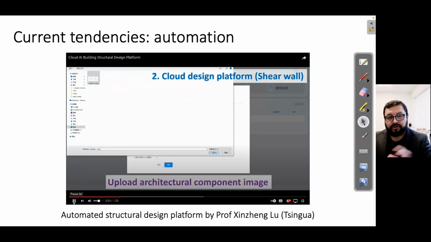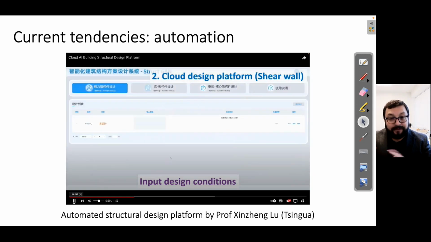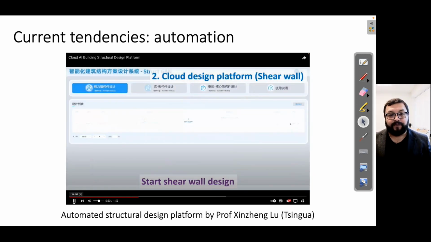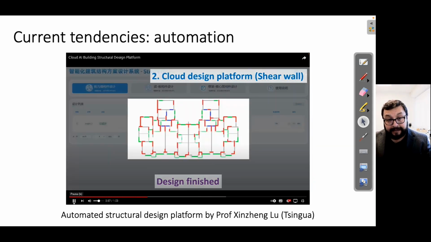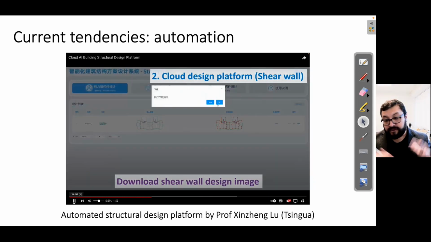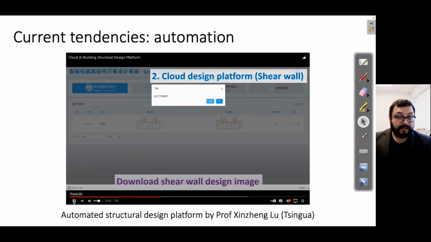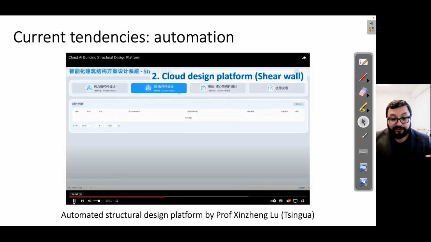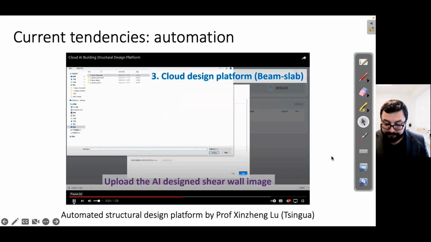And not only that, but using machine learning tools, he also develops an algorithm that will be able to optimize the distribution of those shear walls. And then produce the design of the slabs, the quantities of materials and drawings. So it's basically automating most of the work that is done currently in structural engineering offices for relatively standard projects.